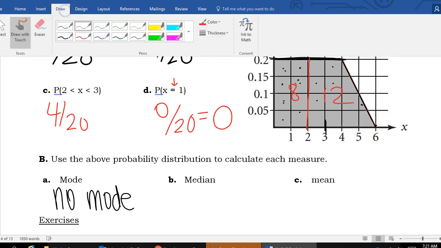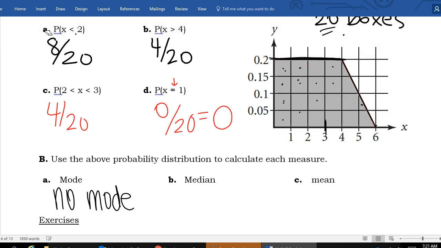So hopefully you get where I'm going with this. If we draw that line right in the middle of 2 and 3, right here, I'm going to count them up. We have 1, 2, 3, 4, 5, 6, 7, 8. These 2 halves make number 9, and these 2 halves make number 10. And again, 1, 2, 3, 4, 5, 6, 7, 8, 9, 10. So my median is exactly 2.5.